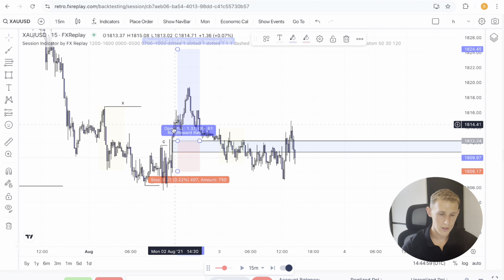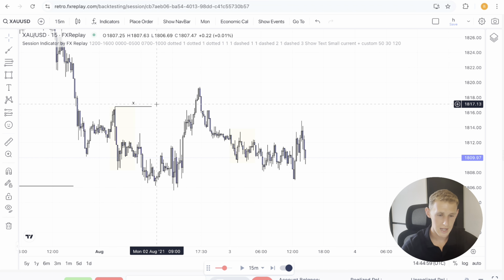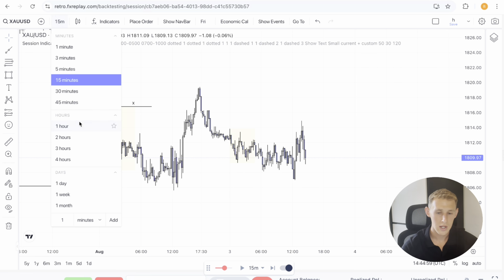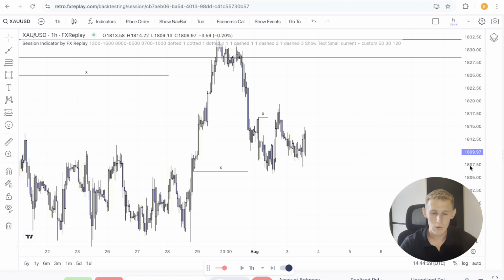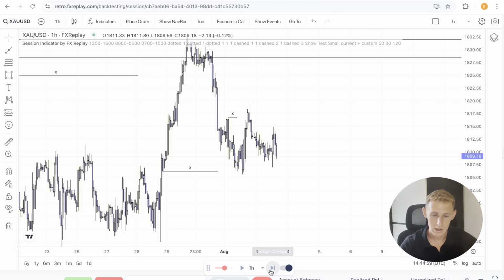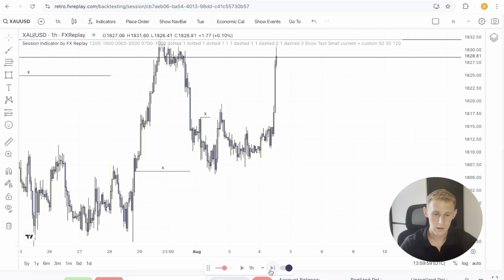Yeah, okay, so that was a loss. We had the wrong bias there. The original bias was correct, as you guys can see. Grabbed that liquidity level and then headed back over to the downside. So really just seeing more continuations now. See how price develops from here.